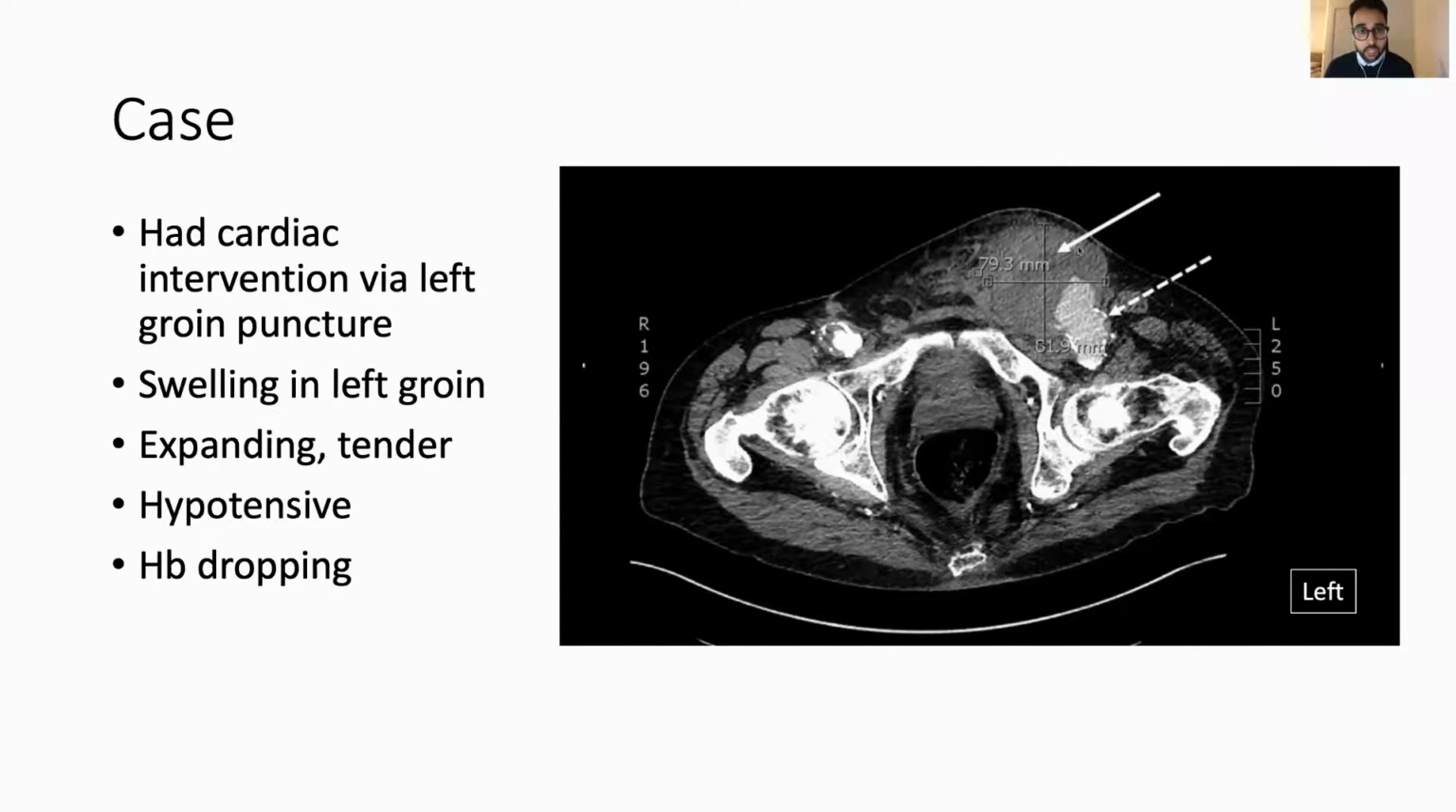But the key thing here is the history of an intervention of the common femoral artery with a puncture, which has caused trauma to the blood vessel. What we have here is contrast. And you can appreciate this contrast is not within a nice circular lumen of a vessel. So this is contrast, which is extravasating into this region of the body here. So this is a pseudoaneurysm or a false aneurysm.